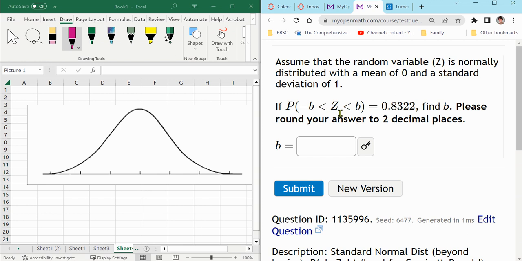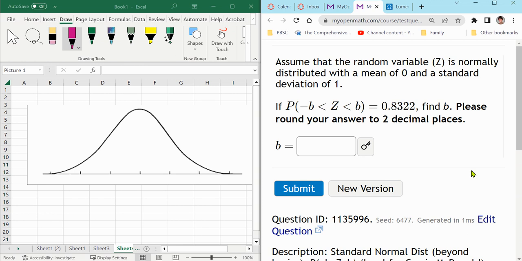All right, now let's break this down a little bit. Remember that the notation here, p, stands for probability. And when it comes to normally distributed random variables, area and probability are the same thing. So when they tell us p of z between negative b and b, what they're saying is that there's an area under the bell curve between two values that have the same distance from 0. And they've given us what that total area is.